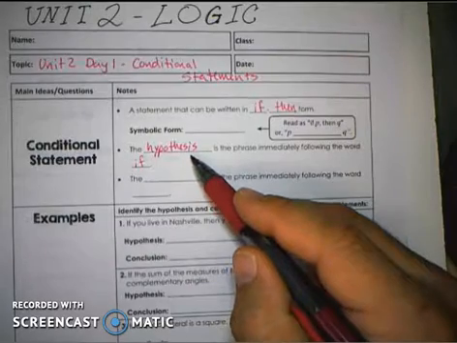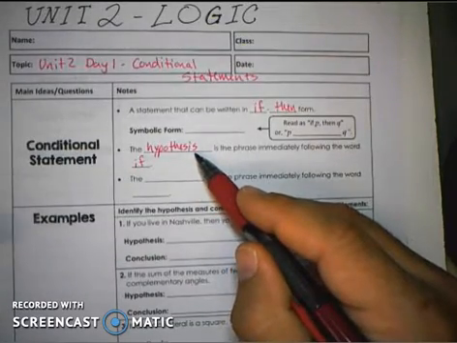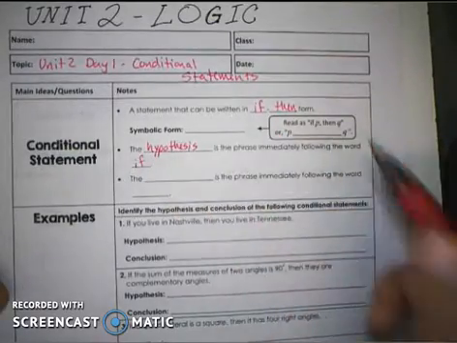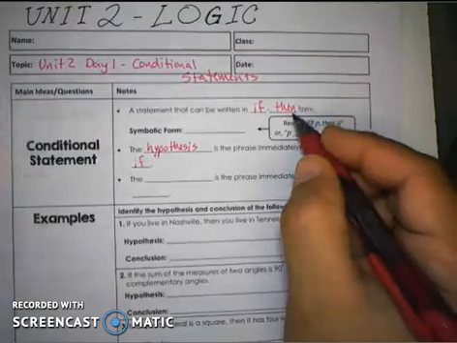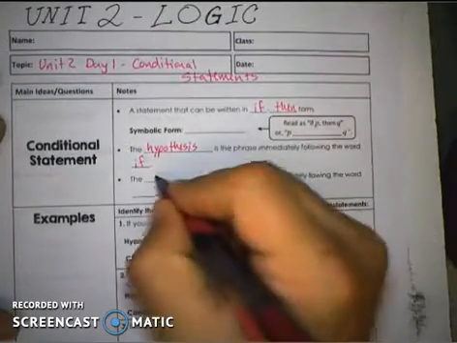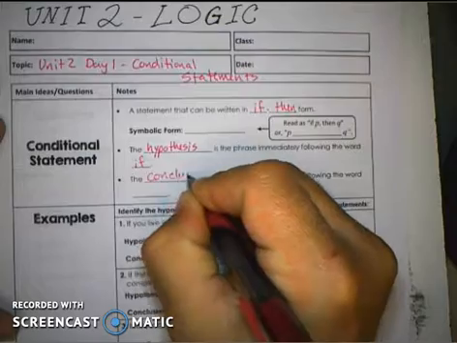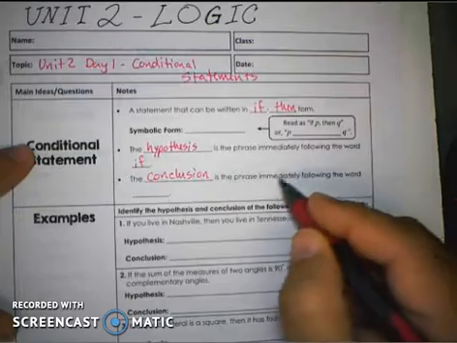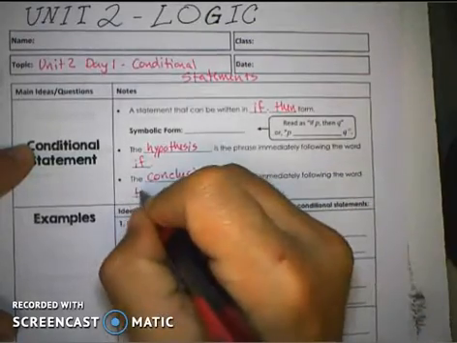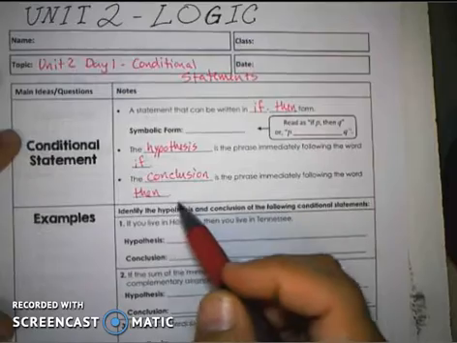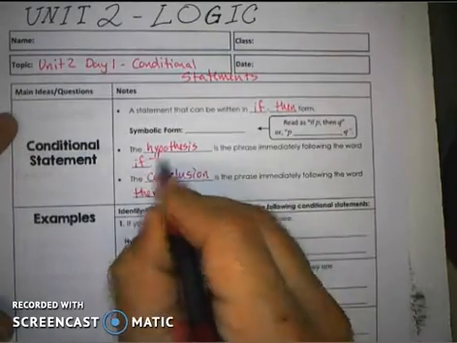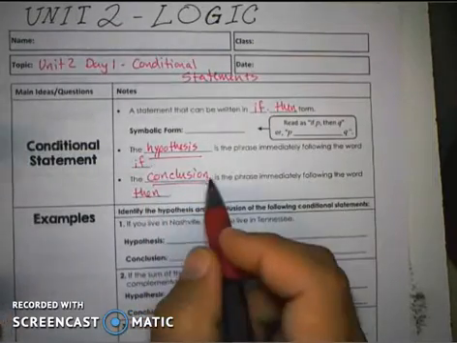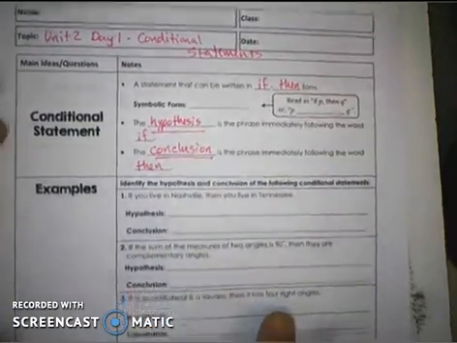Because of the way the English language works, we can change sentences around so it's not always at the very beginning of the sentence, but it will always follow the word if. And then there's an if-then statement after that. The conclusion of a conditional statement is the part that immediately follows the word then. There are several different ways we can write these, but you need to understand what the hypothesis is and what the conclusion is. The hypothesis follows the word if, the conclusion follows the word then. So let's take a look at some examples.